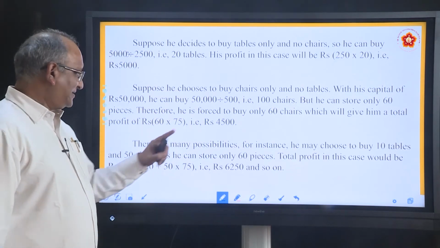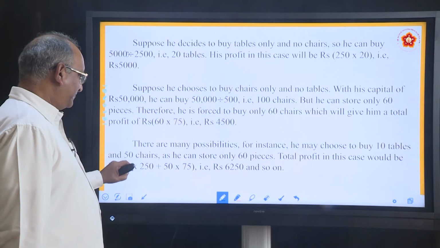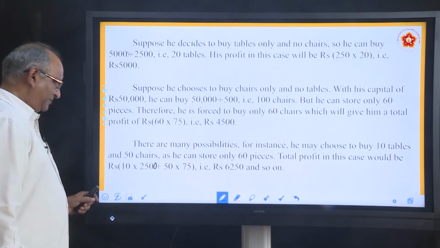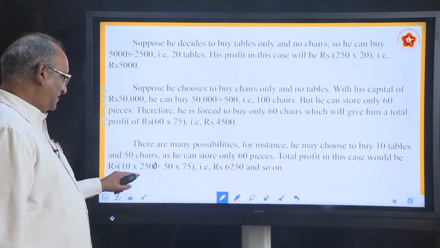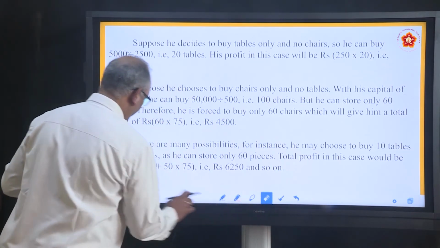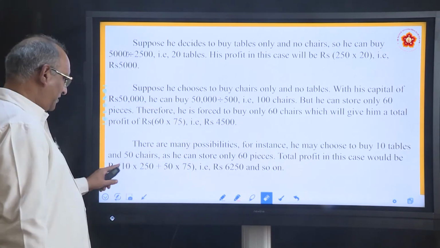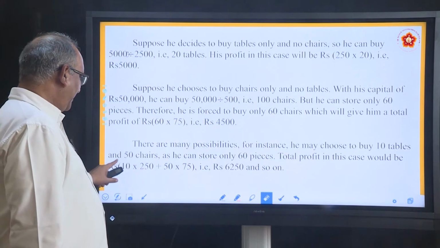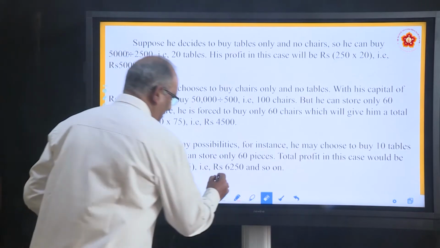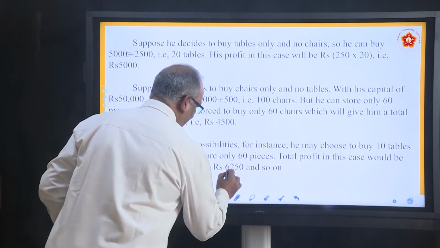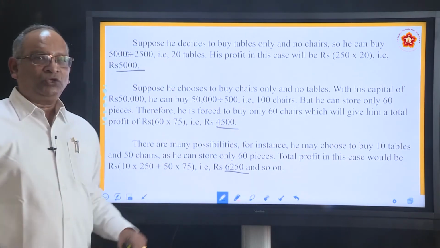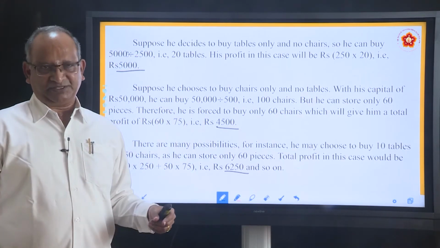On each table the profit is 250, so 250 into 10, 2,500. For 50 chairs, 50 into 75, he gets 3,750, so in total he gets 6,250. So in this case, he got 6,250. In the earlier case, he got 4,500, and here he got 5,000. You can think in your own way of many more combinations.